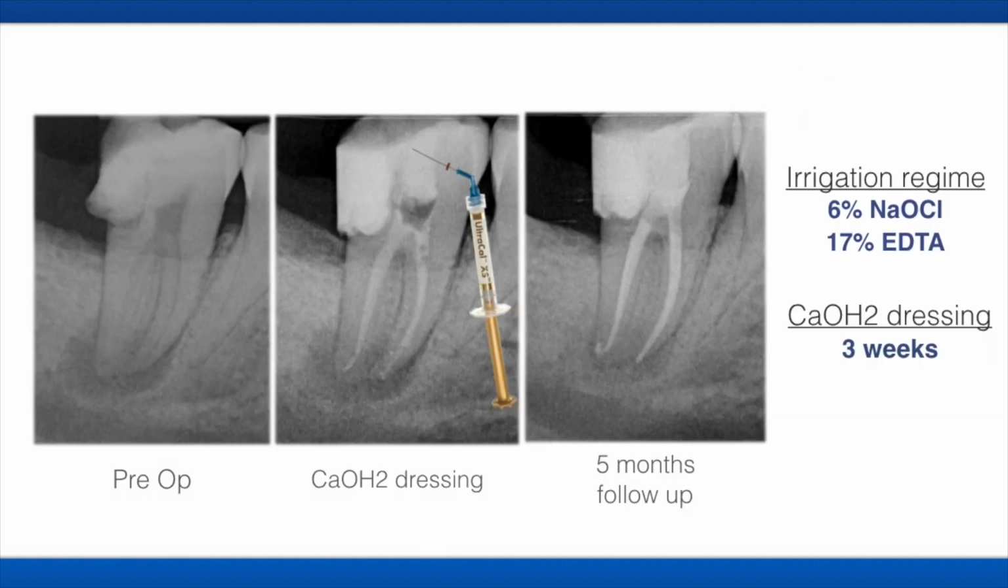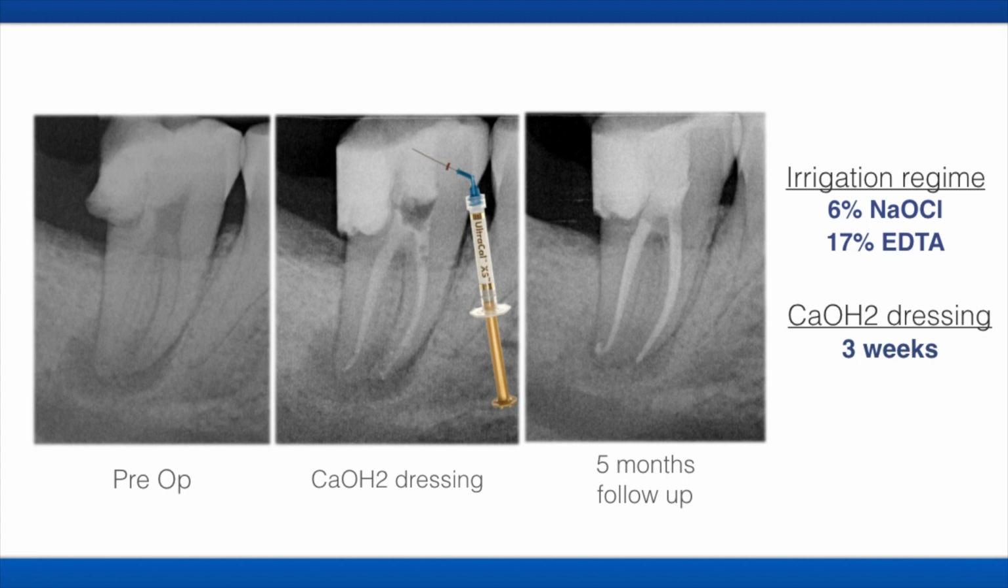This is another case which I've done. Let me share my irrigation regime here. I use a full strength sodium hypochlorite, activate it with my ultrasonics and sonic tips, and then I go in for saline and then go for my 17% EDTA activation. Look at the size of the lesion. There is very clear evidence of periapical healing in just 5 months post-operative.